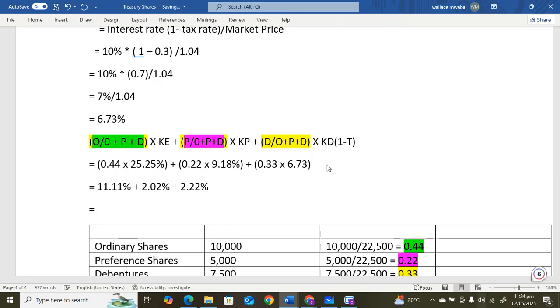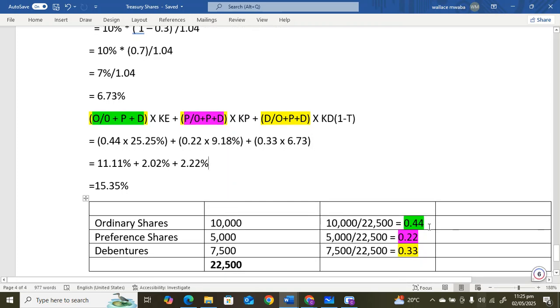So this is the minimum return that will make all the providers of capital happy. Or this is the overall cost of capital, or cost of financing, for the business: 15.35%.